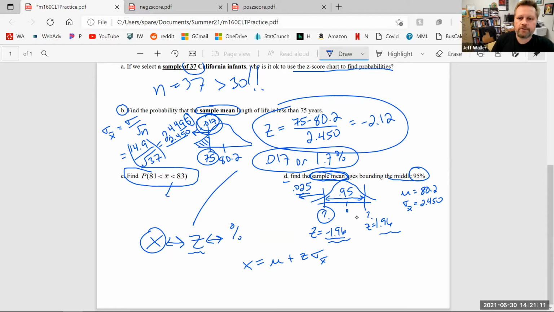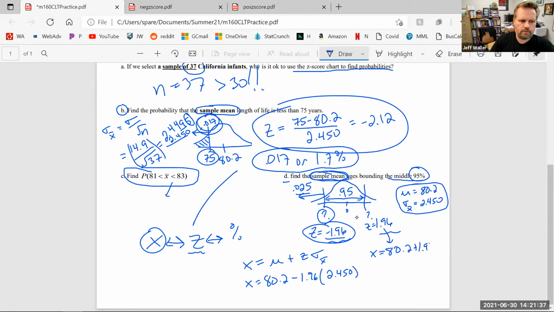So now I just got to throw stuff in. So for example, this one, it's going to be, what was it? 80.2 minus 1.96 times 2.450, right? I put these up here for us earlier. And then of course, this one is going to look almost the same, except it's going to have a plus because it's positive. Okay, there we go.